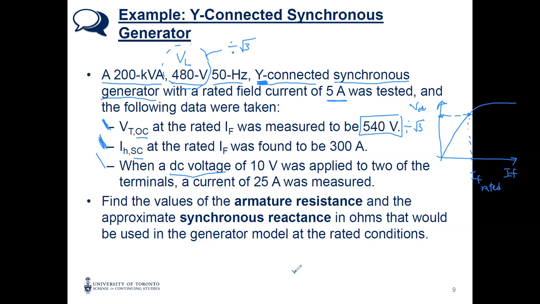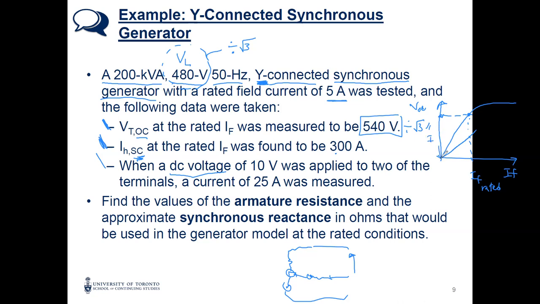This is the terminal. Let's say if you have a generator, remember, if it's across the terminals, now it's the line voltage. So always divide by square root 3. If it's delta, you have to divide the current, not the voltage. So for the short circuit test, let's say this is the short circuit test.